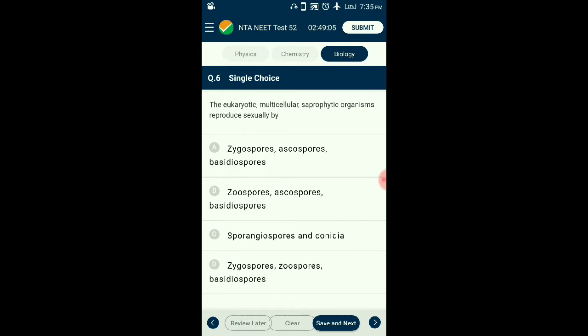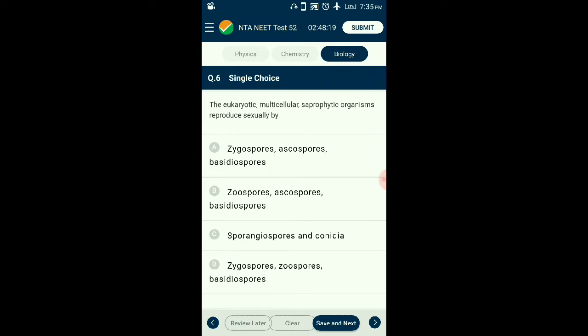Question number 6. The eukaryotic multicellular saprophytic organisms reproduce sexually by. The eukaryotic multicellular saprophytic organisms are fungi. Zygospores are formed by the fusion of two gametes. It is seen in Phycomyces. Sexual spores called ascospores are produced endogenously in sac-like asci in ascomycetes. In basidiomycetes, plasmogamy is brought about by the fusion of two vegetative or somatic cells of different strains or genotypes. The resultant structure is dikaryotic, which ultimately gives rise to the basidium. Karyogamy and meiosis take place in the basidium, producing four basidiospores.